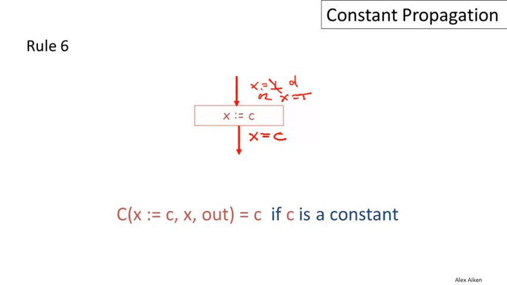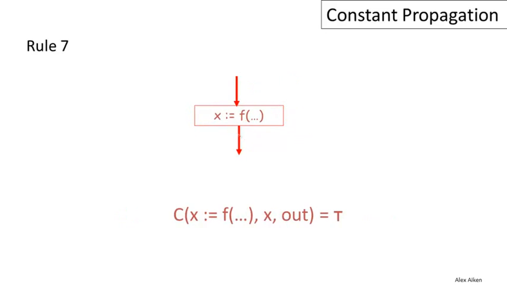And that makes sense. If x is d or x is top, that means that control, as far as we know, can reach this statement. And then what we're saying here is that, after the execution of this statement, if control can reach this statement, x is guaranteed to be the constant c.